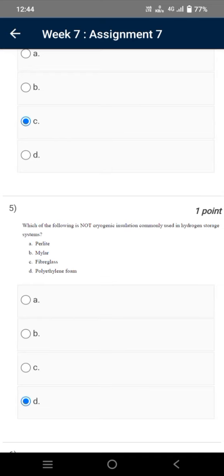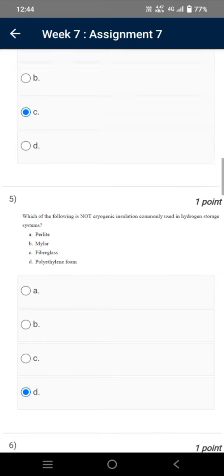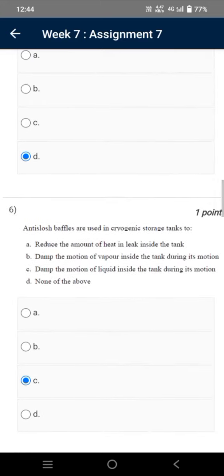Question fifth, answer will be option D. Polyethylene foam. Question sixth, answer will be option C. Damp the motion of the liquid inside the tank during its motion.